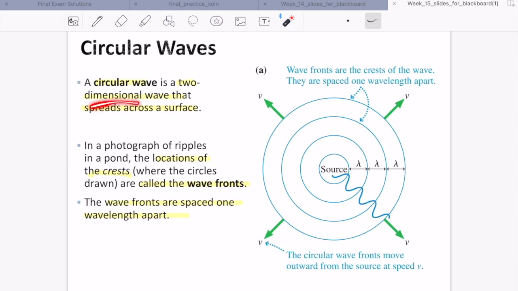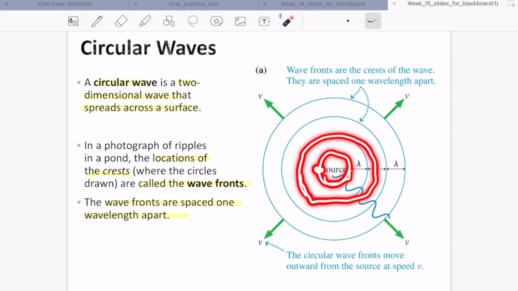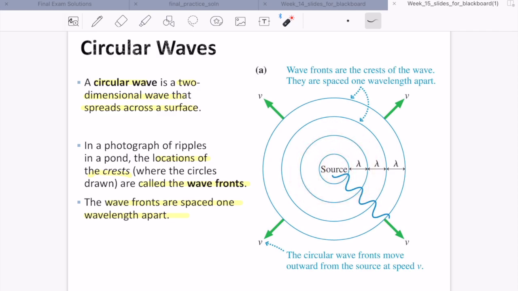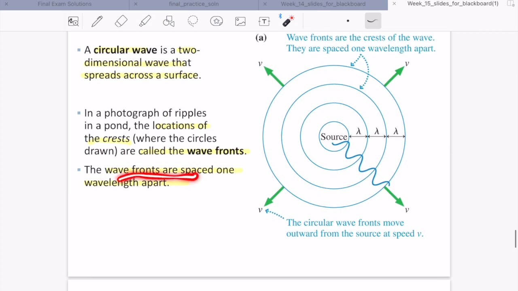A circular wave is 2-dimensional, it spreads across the surface, and the location of the crests would be the circles here. At every circle here, that's your crest. From crest to crest, remember, that gives us our wavelength. So the distance between each concentric circle will give us our wavelength. From this edge of the circle to this edge of the circle, that's our wavelength. They're spaced evenly apart, 1 wavelength each.